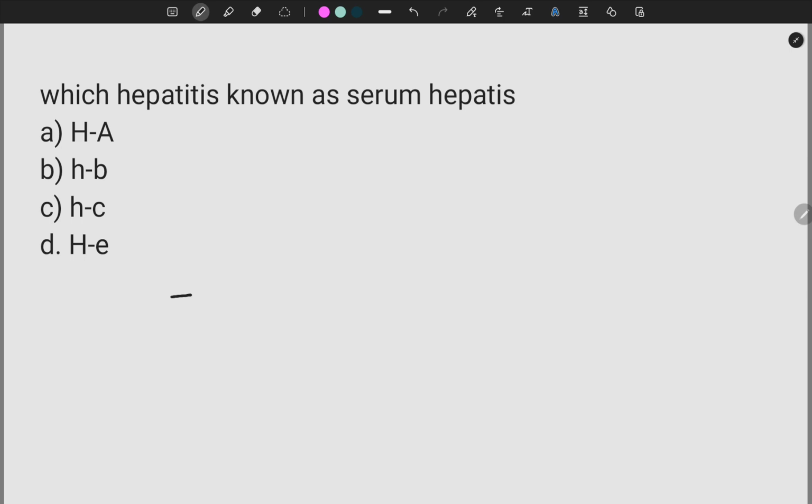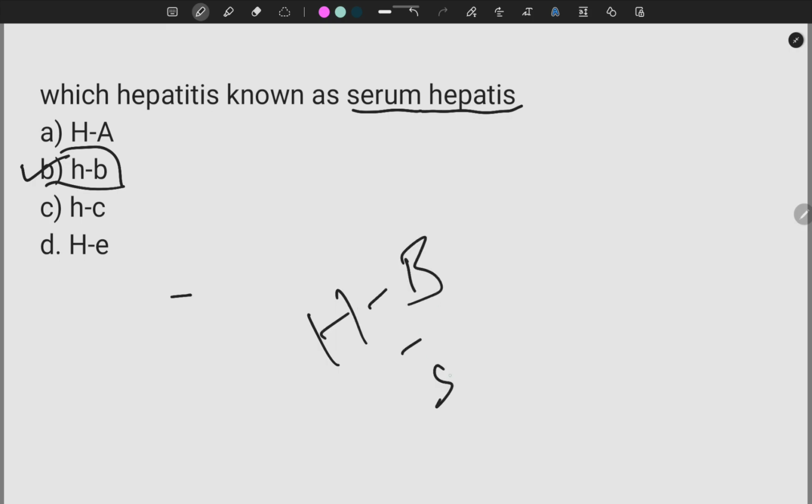The next one is, which hepatitis is known as serum hepatitis? Options are hepatitis A, hepatitis B, hepatitis C, and hepatitis E. The right option is option B, hepatitis B. Hepatitis B is also known as serum hepatitis.